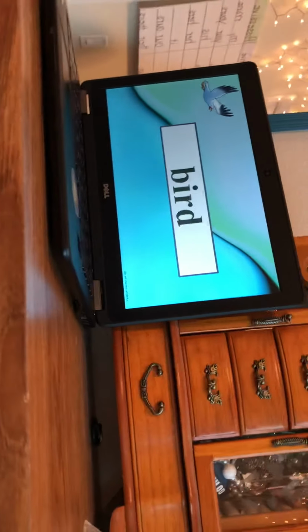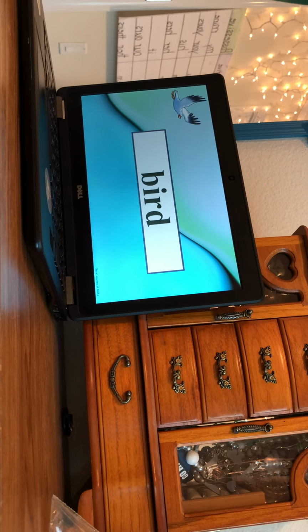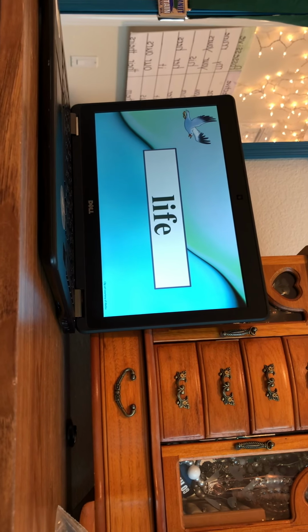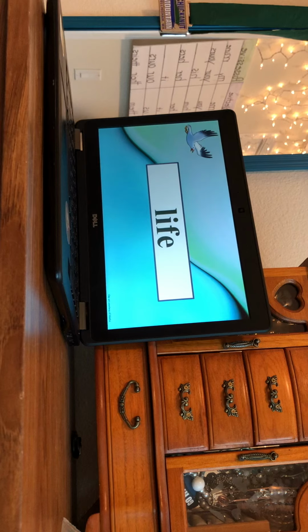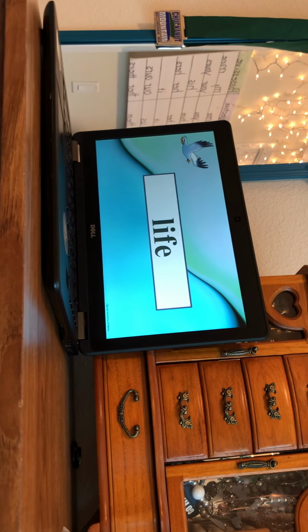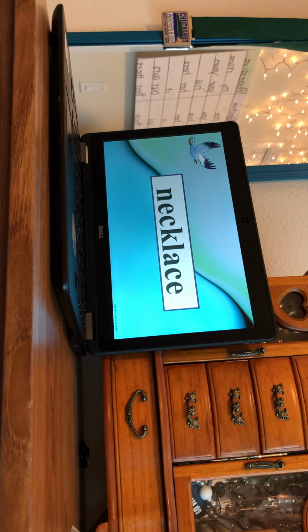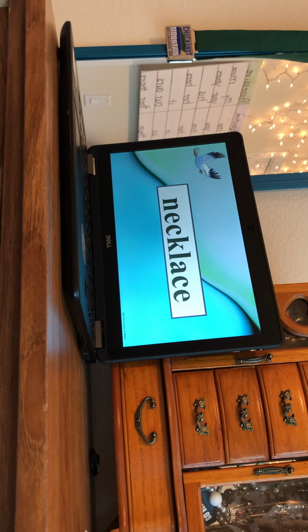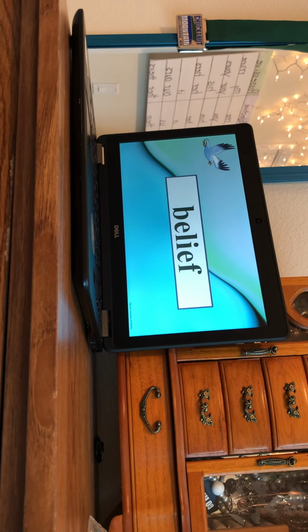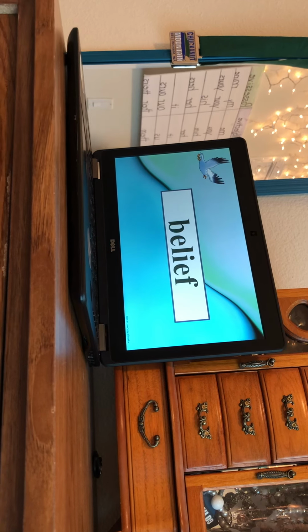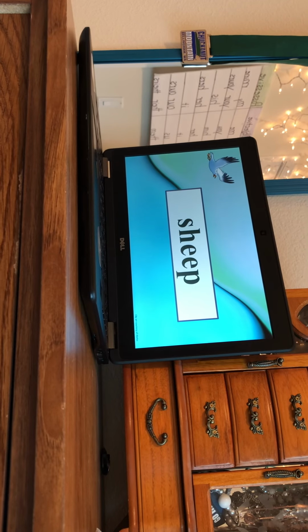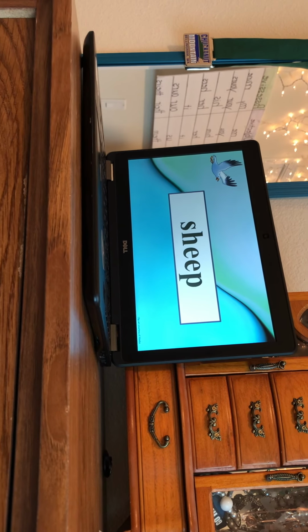So our first word is bird. Change that into the plural form. Good. Our next word is life. Change life into its plural form. All right, our next word is necklace. So we've got some fast writers here today. Our next word is belief. This is a thinking question. And our last word for the day, seat 5, sheep. How would you change that to the plural form?